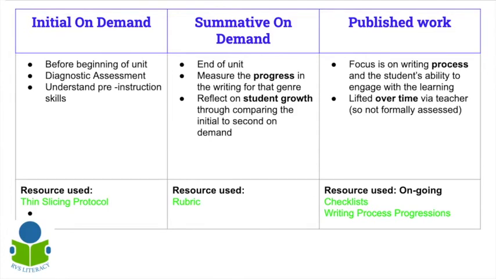The published piece, you want to look at things like the checklist and the writing process progressions. We'll talk about the writing progressions later, but you want to look at their process and their ability to use things like editing, to revise and to reflect on their own writing. Those are the things that you want to look at rather than their actual core writing abilities. So the published work is not used as that summative piece of how they can write.